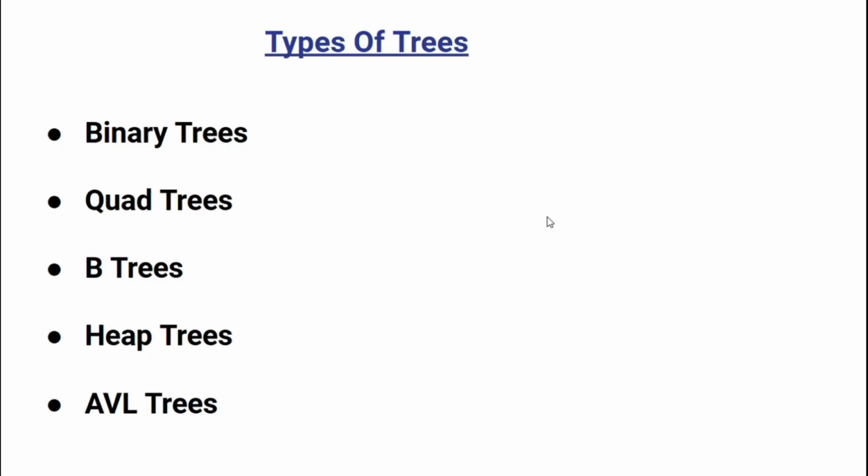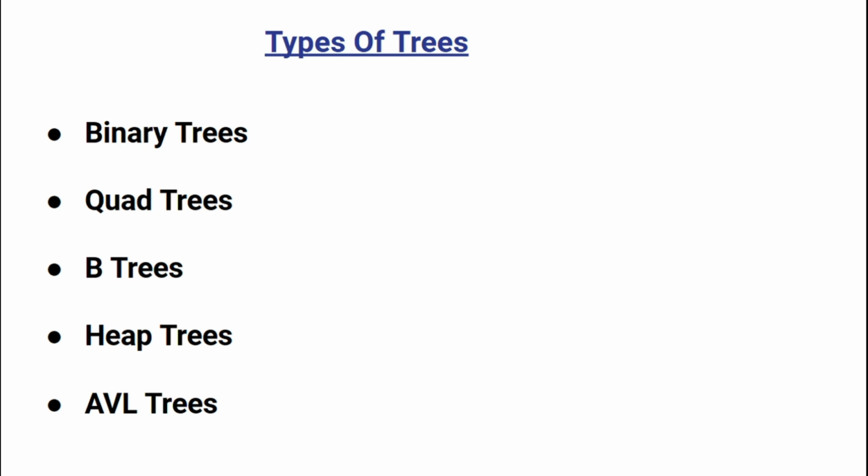Okay, so here are the types of trees. We have the binary trees. This particular tree is the most common of all of them, and is the most widely used. You use it in sorting algorithms, searching algorithms, and the rest. Binary trees are trees in which each non-leaf node, that means nodes with children, has no more than two children, and the left child is always the smaller child and the right child is always the bigger child.